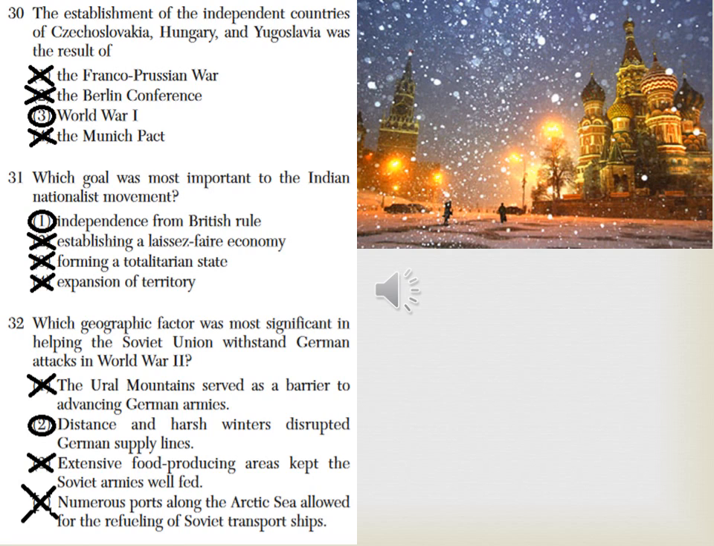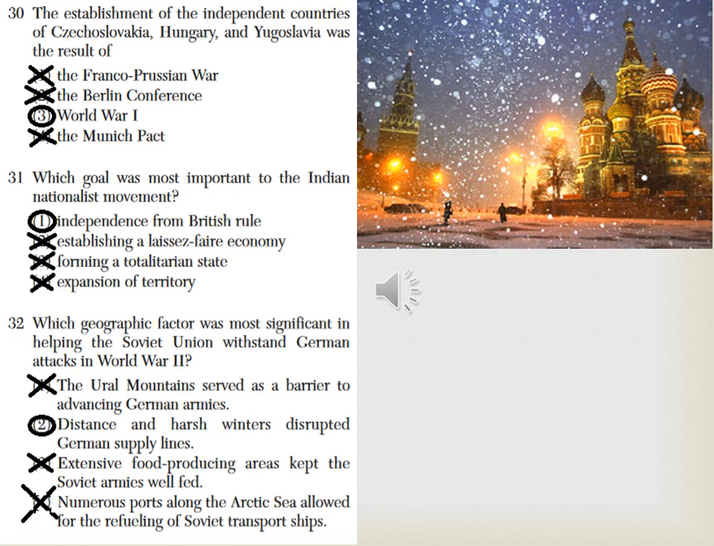Question number 32. Which geographic factor? So when we deal with geography, we're dealing with land. Alright, so question number 32. Which geographic factor was most significant in helping the Soviet Union withstand German attacks in World War II?